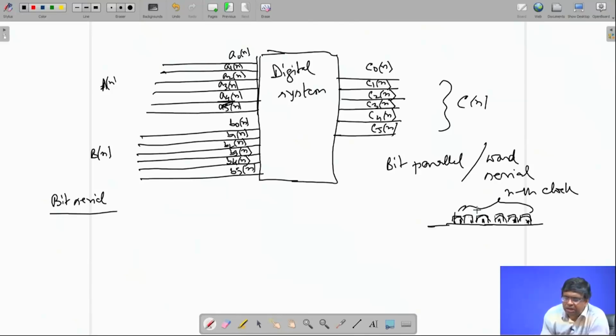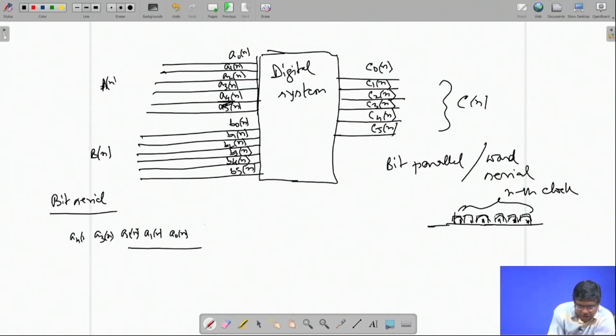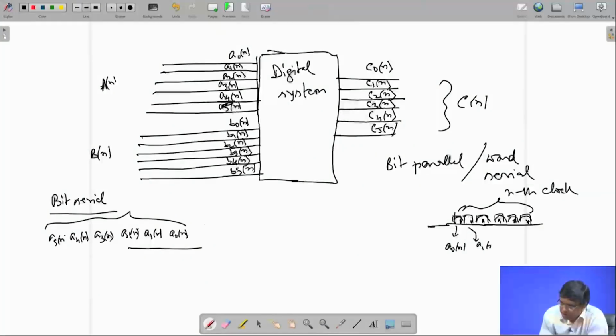I will employ now a 6 times faster clock, and there will be a single line through which I will first send in A0n, then A1n, then A2n, then A3n, then A4n, then A5n. So, in the same period n, first at this time A0n will go, then at this time A1n will go in, here A2n will go in, and so on.